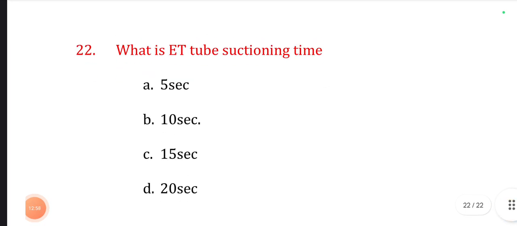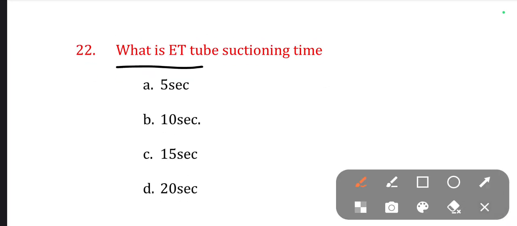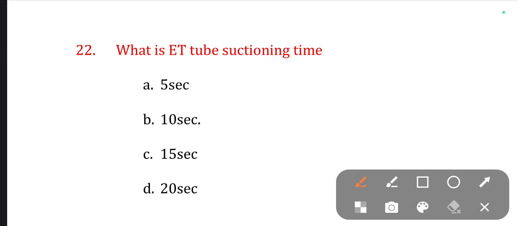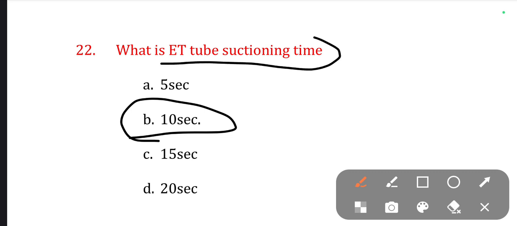The last question is what is the ET tube suctioning time? So what is the normal endotracheal tube suctioning time? Options are 5 seconds, 10 seconds, 15 seconds, 20 seconds. The right one is 10 seconds. So within 10 seconds we have to do the endotracheal tube suctioning.